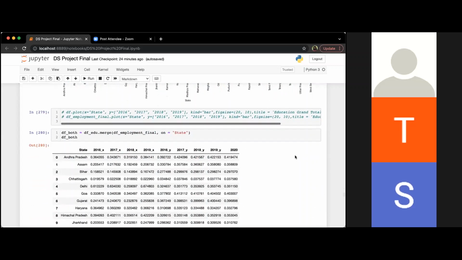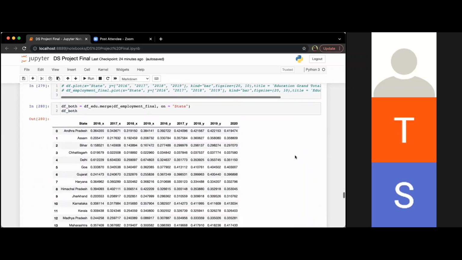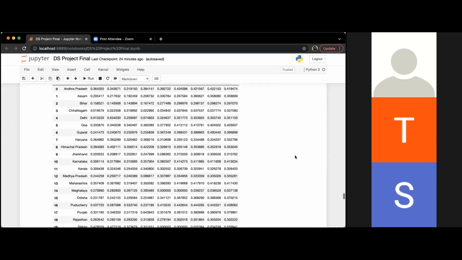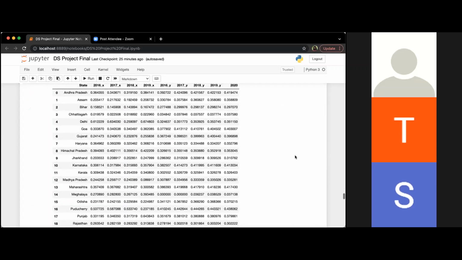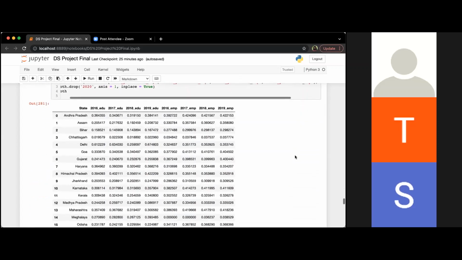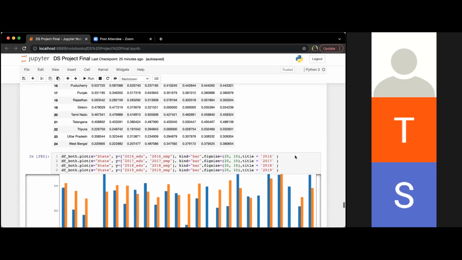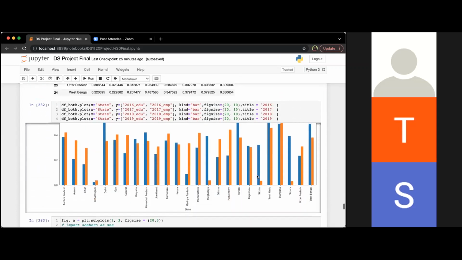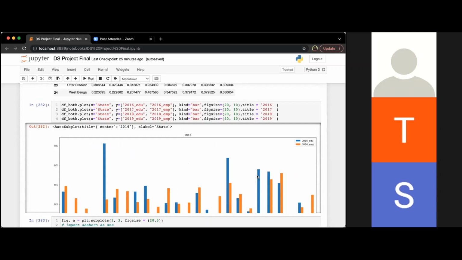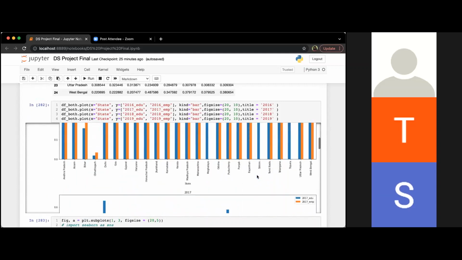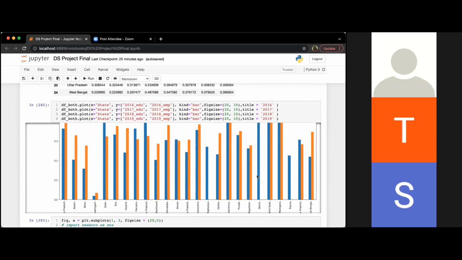Next, we've merged and formed another data frame with employment and education for the grand total of employment and education. This data frame was used to plot education and employment for all 4 years, and to show the difference for each year for education versus employment. For 2016, for each state, you can see the number for education and the number for employment.